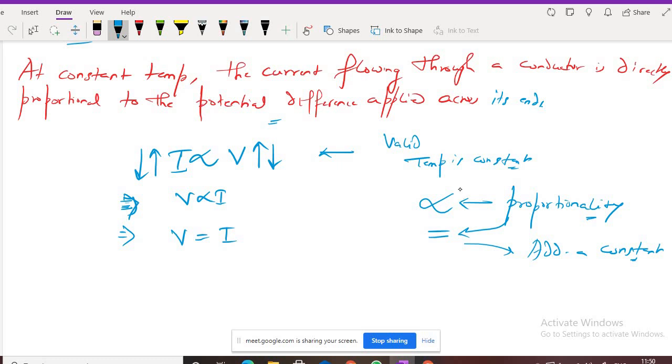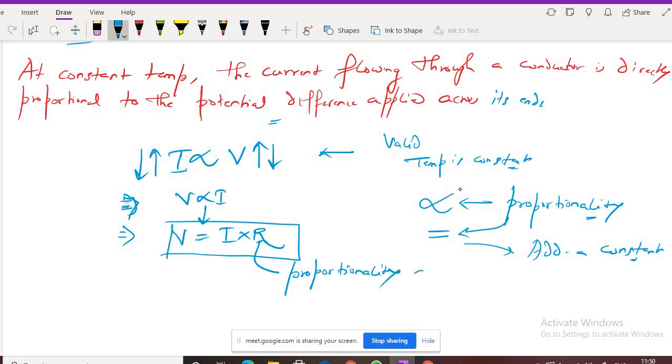So, my dear students, I was telling that V is proportional to I, and to change that into an equals sign, we cannot write V equals I directly. We have to take a constant here also. So V is equal to IR. What is this R? This is the proportionality constant.